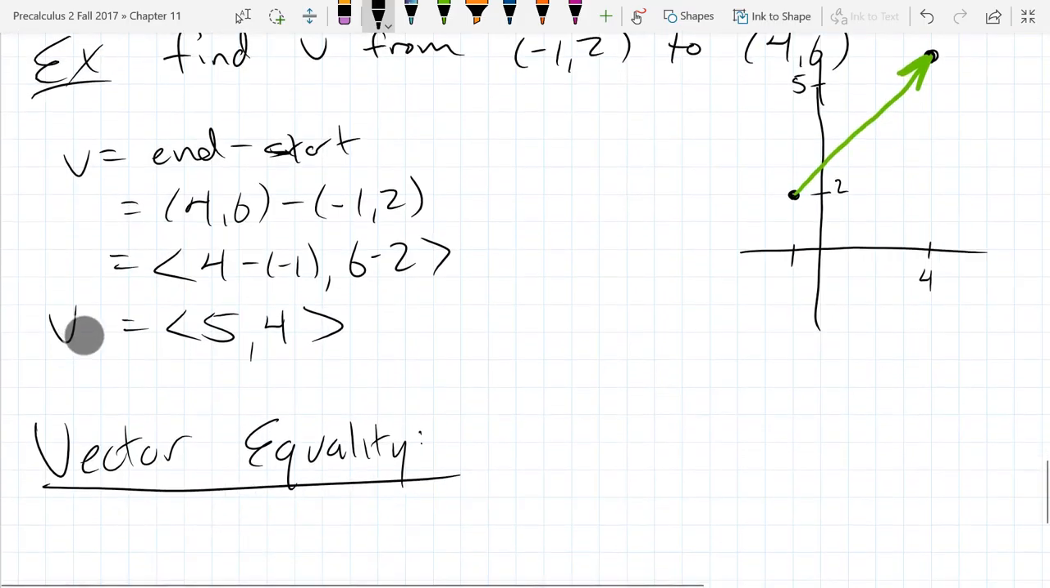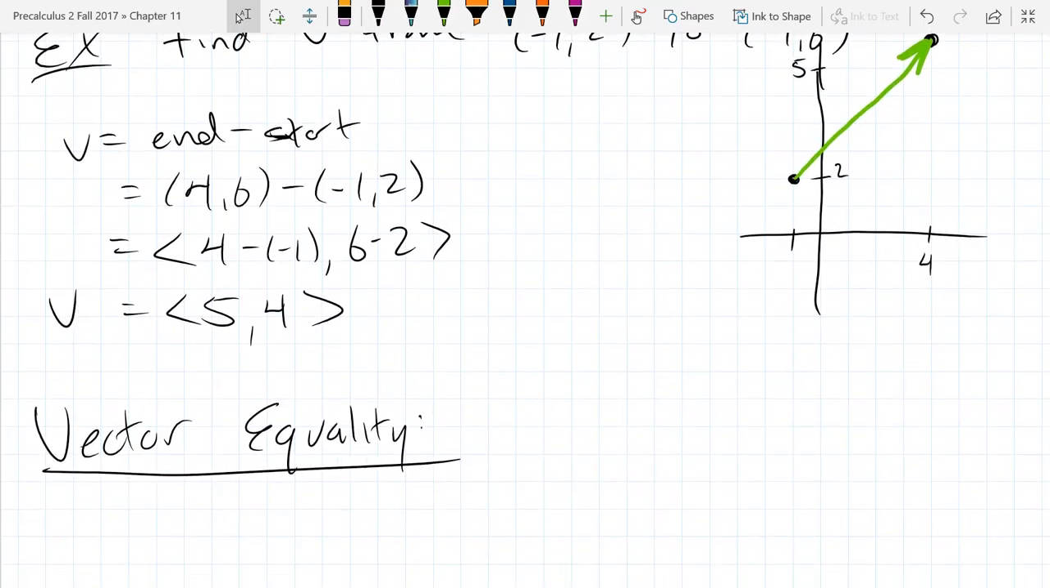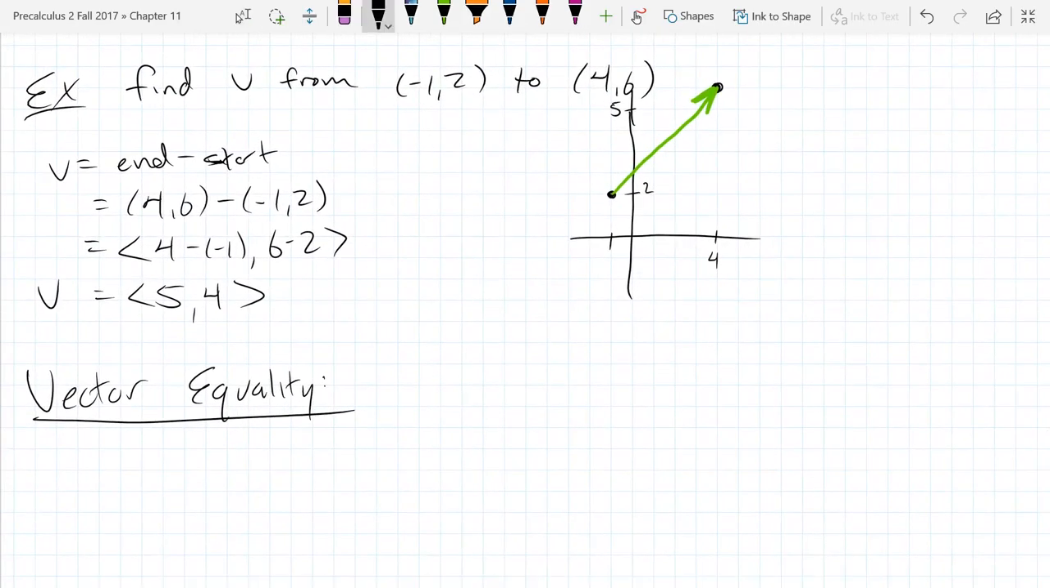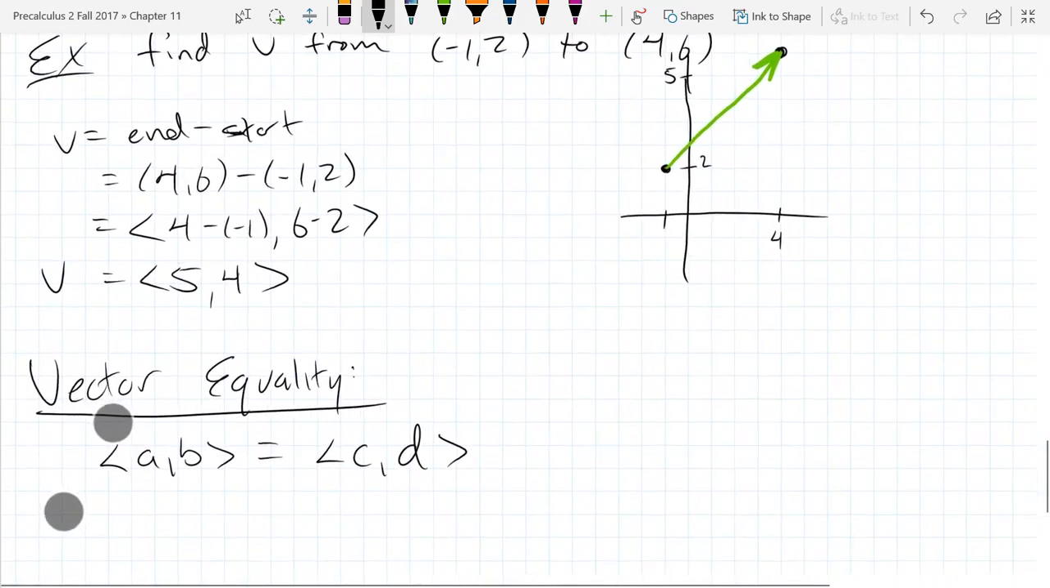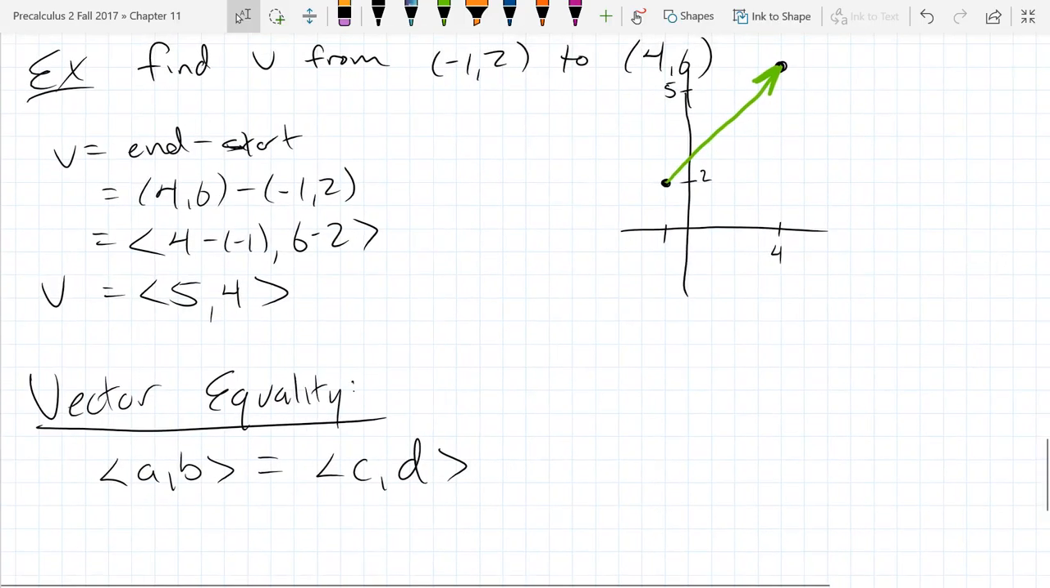So the next topic is, when are two vectors equal? When are they the same vector? So in two dimensions, if I told you two vectors are equal, what do you think would have to be true about these vectors? So we're in two dimensions.